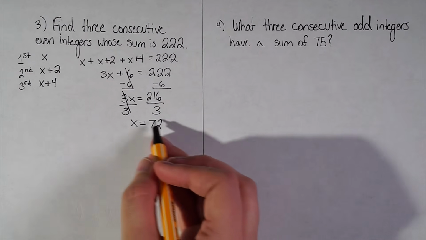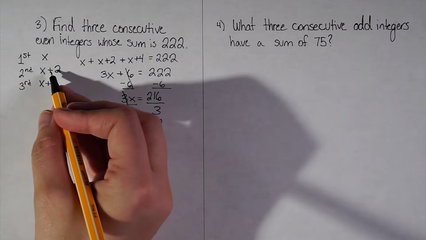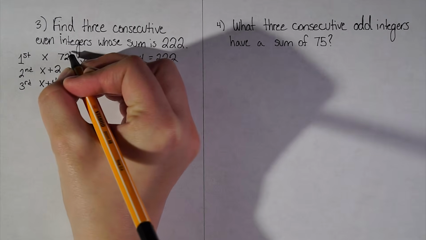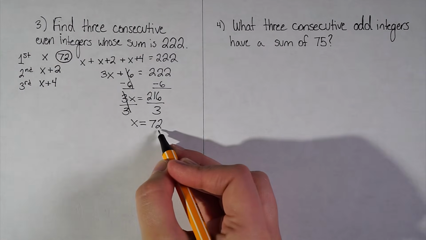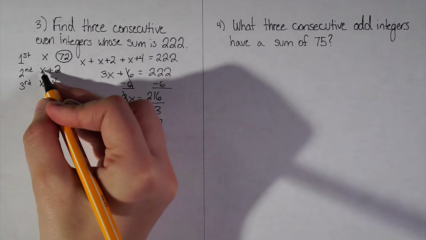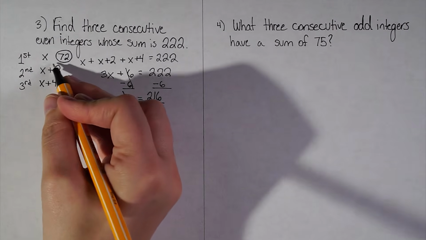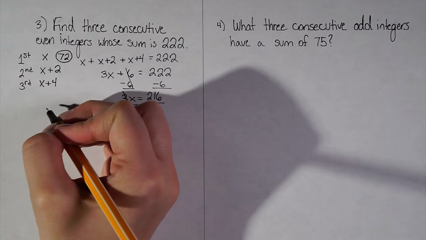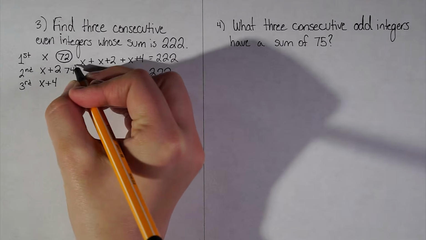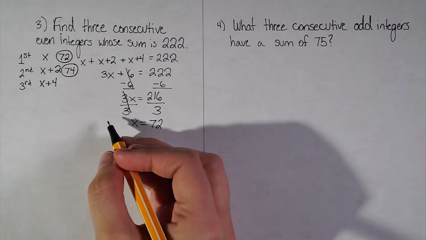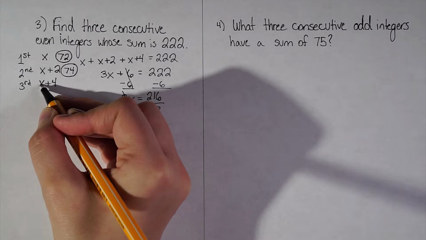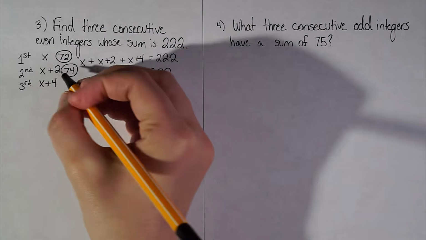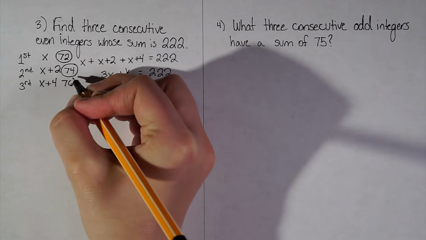So now I know x, but I still need to figure out my x plus 2 and my x plus 4. So my first number is 72. That was x. My second number is x plus 2. So if I know 72 is x, it'd be 72 plus 2, which would give me 74. Now I need to plug x in right here. 72 is x, so 72 plus 4. That would give me 76.